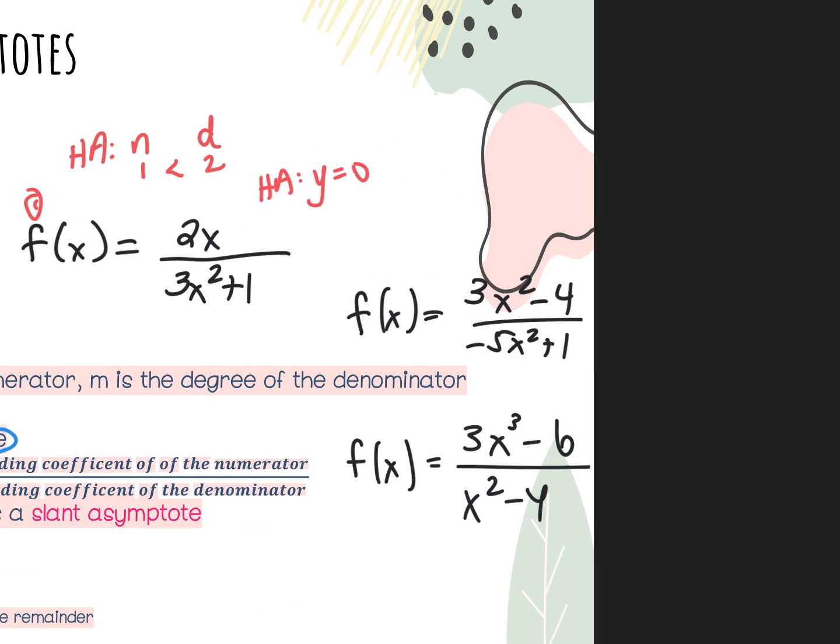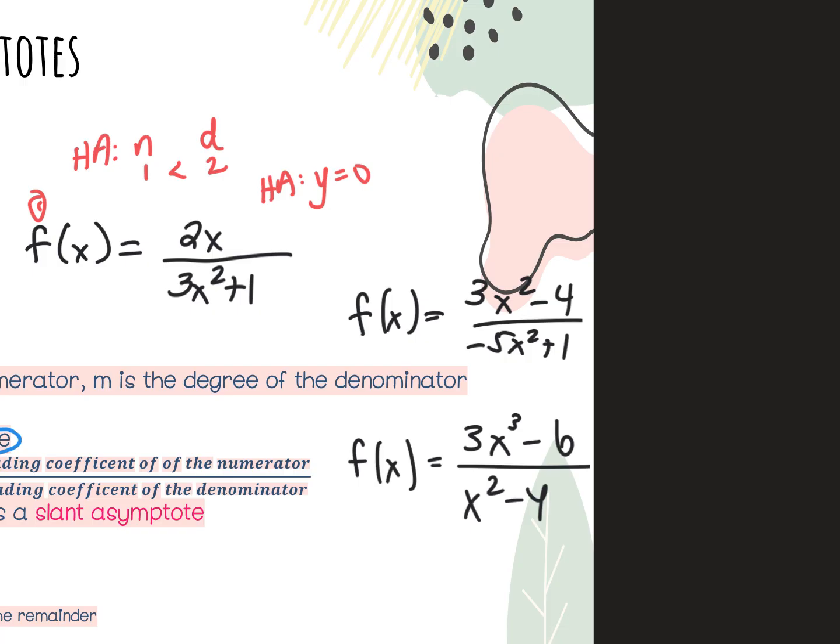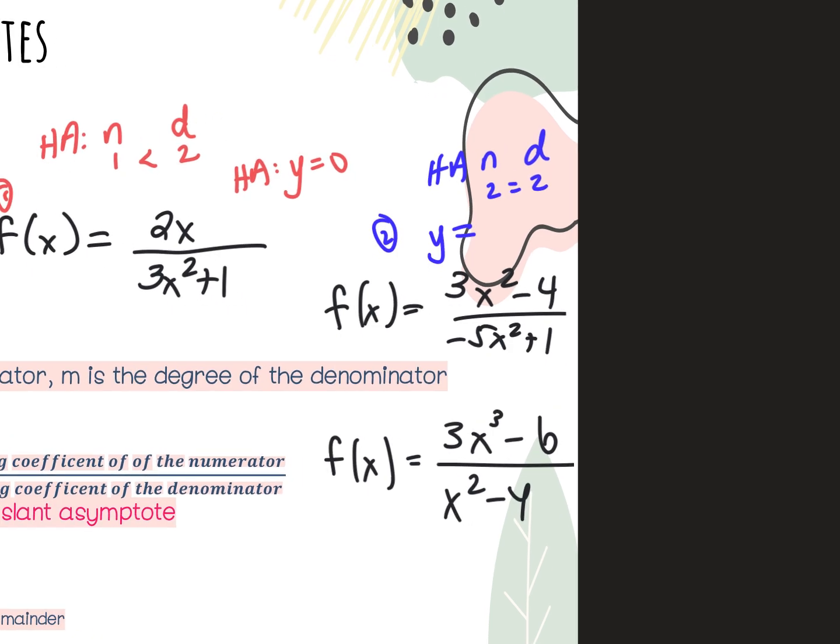If I come over here to example, we'll call this 2, right? My horizontal asymptote, again, we're going to compare numerator degree to denominator degree. What is the degree of the numerator? 2. What is the degree of the denominator? 2. 2 is what to 2? Equal to. Okay, so I'm going to have a horizontal asymptote at y equals. You take the leading coefficient, the number in front of the biggest exponent in the numerator, over the leading coefficient of the denominator. So where is my asymptote at? 3 over negative 5. Perfect.